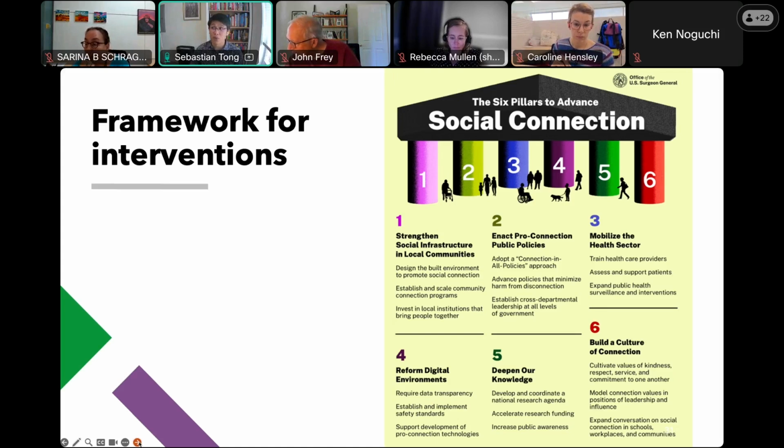And then I think what I'll focus on is number three, which is mobilizing the health sector and training healthcare providers, which is part of what we're doing today, right? And then how do we think about assessing and supporting patients and doing clinical community linkages to help address this.